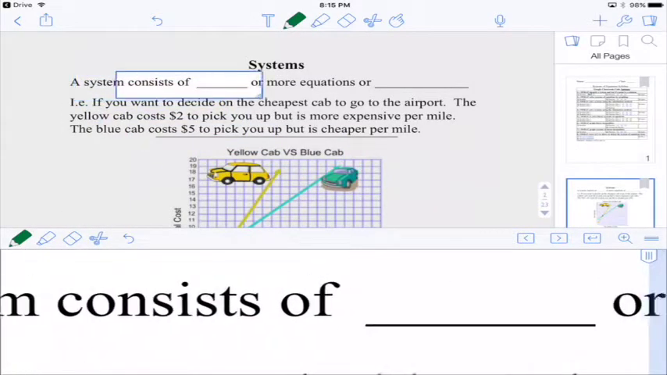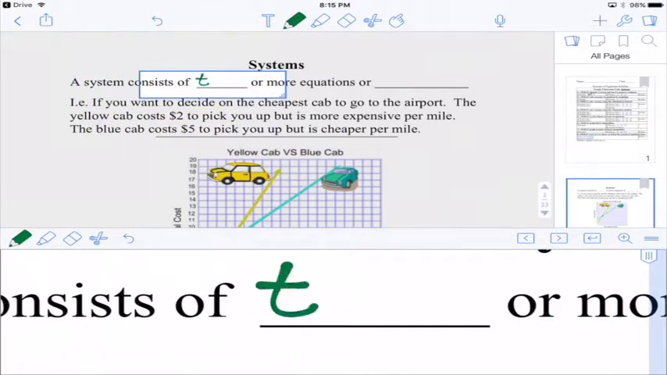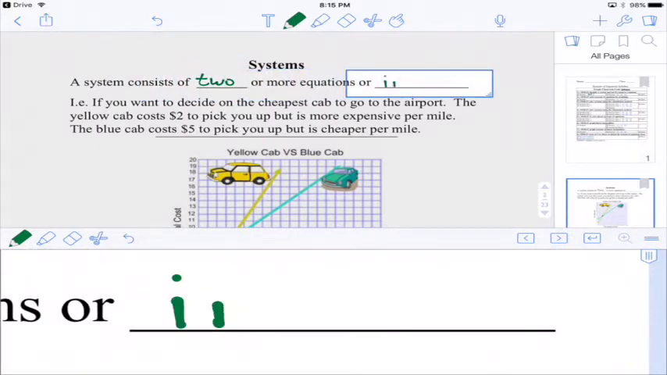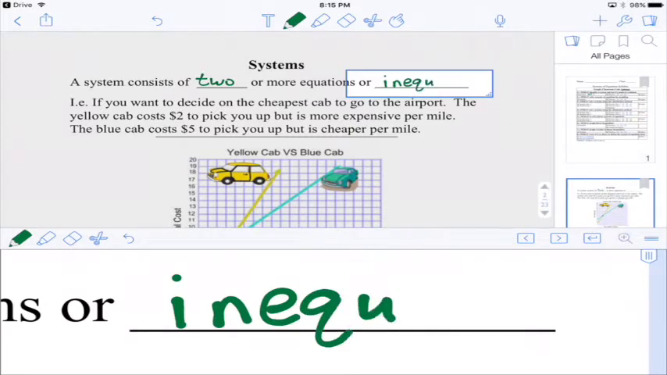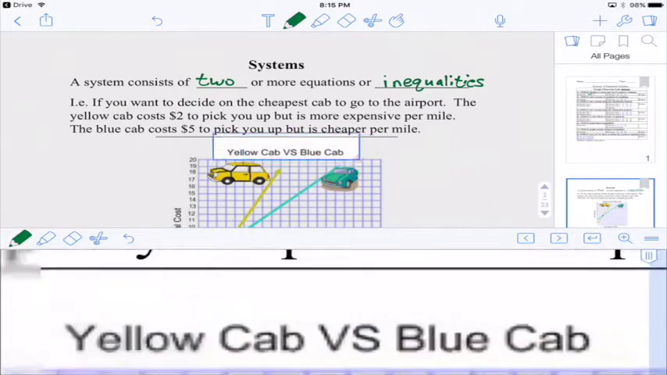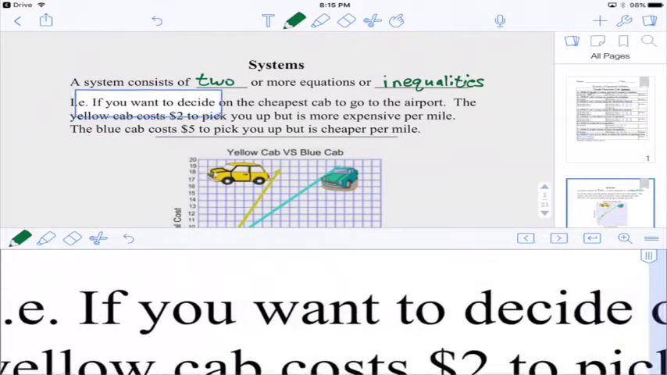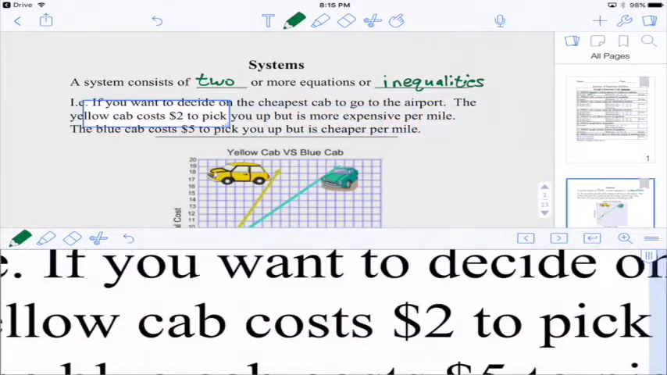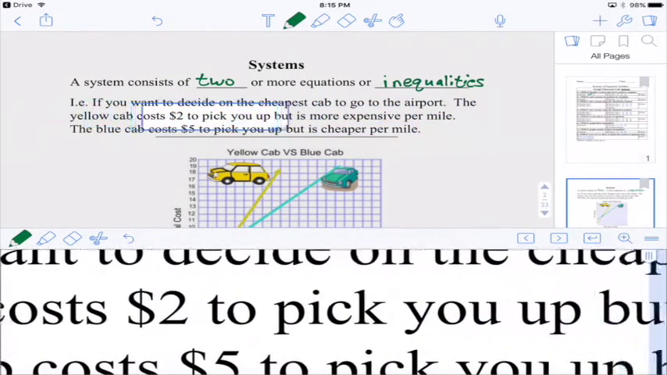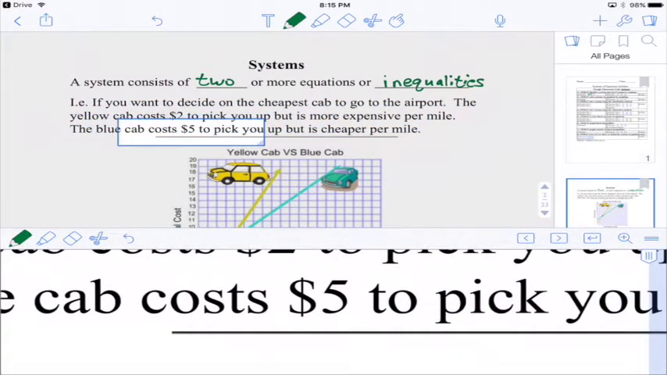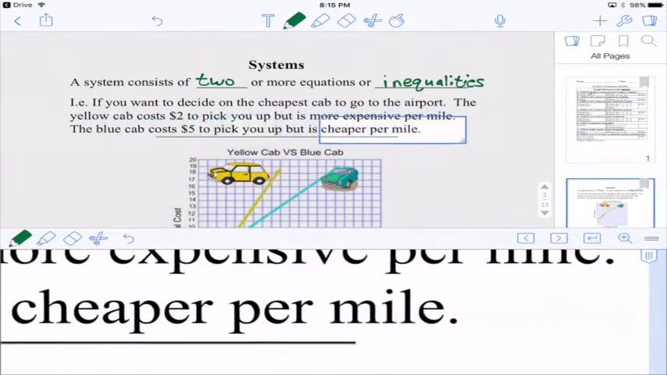A system consists of two or more equations or inequalities. Now, we won't talk about the inequalities now. We're going to talk about those later. But here's an example. If you want to decide on the cheapest cab to go to the airport, the yellow cab costs $2 to pick you up, but is more expensive per mile. The blue cab costs $5 to pick you up, but is cheaper per mile.